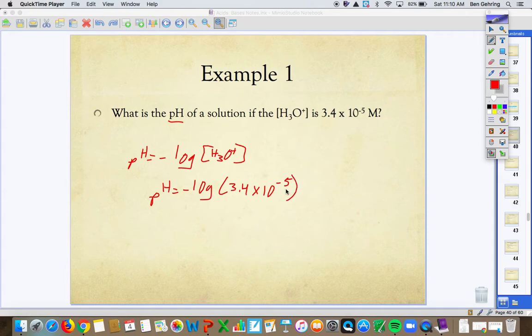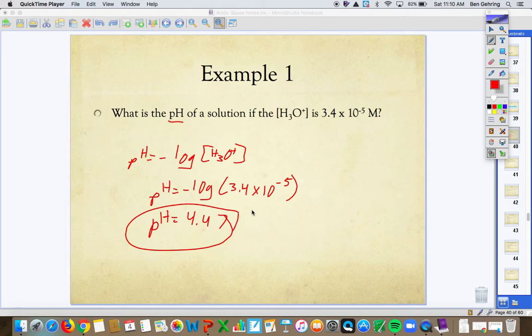and molar can be in there, but it's not going into the calculator. So if you take the negative log, make sure you use parentheses on the number behind log. So take the negative log of 3.4 times 10 to the minus 5, and you should get a pH value of 4.47. So pH in this example should be 4.47.